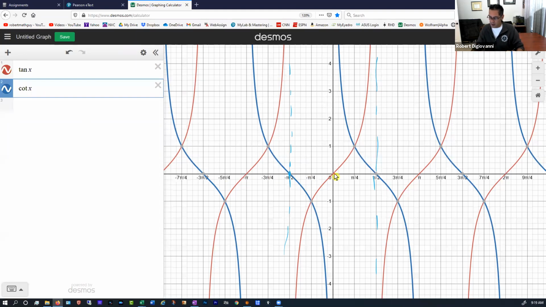Please make sure you understand that. The x-intercept of the tangent function is not the same as the x-intercept of the cotangent. So those are the main differences: different x-intercepts and different shape as far as up and down and down and up. Any questions there?